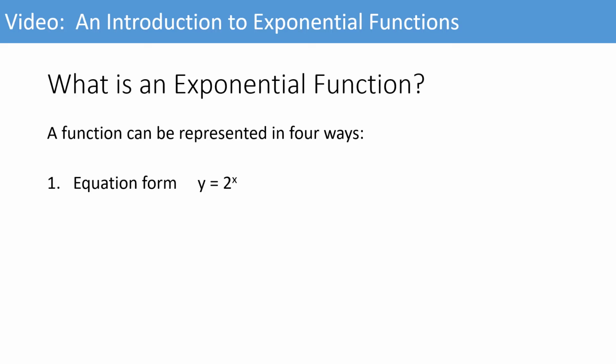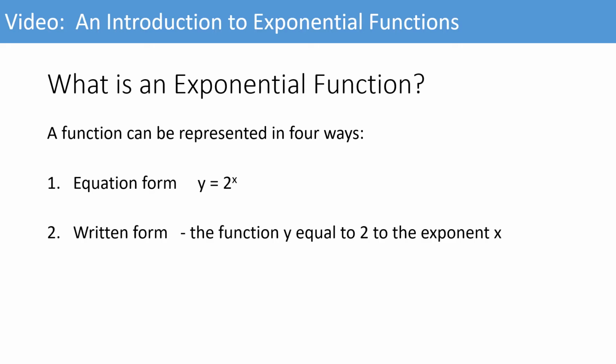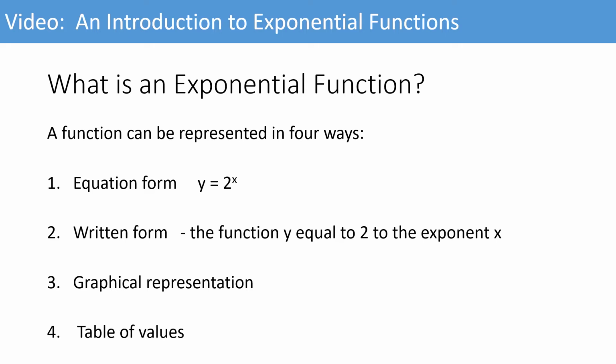We can represent a function in 4 ways. The first way is what we call the equation form, y equals 2 to the exponent x. The written form, where we write it out in words, the function of y equal to 2 to the exponent x. Or a graphical representation, or a table of values.